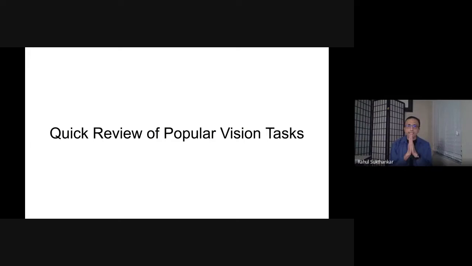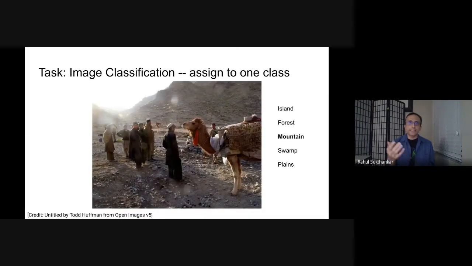All right, so let's get started. The first thing I want to do is to review popular vision tasks. When people talk about computer vision, they typically talk about some popular tasks. So let's start with an image like this. You can see that there's a lot going on in this image. You might see that there's some people, there's a camel, there's some scenery.